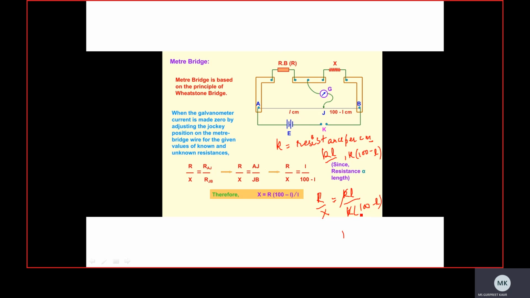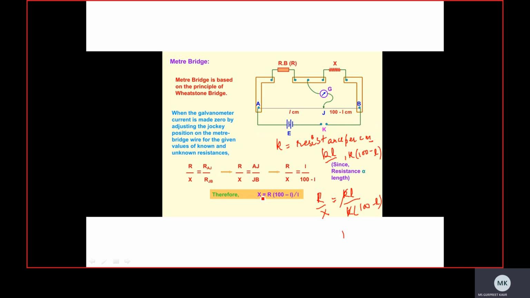L upon 100 minus L, which is, this length can be taken from the scale on which this wire is stretched. This wire AB is stretched over a wooden board having a scale on it. So from there this length L can be noted. These dots, circles, these all are screws. This is a source connected in between points A and B. So from here you will get R by X as equal to L upon 100 minus L. Therefore X can be known to you.